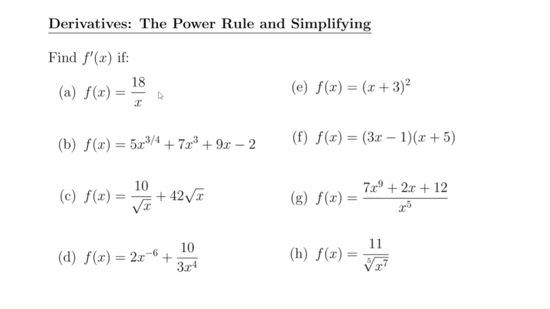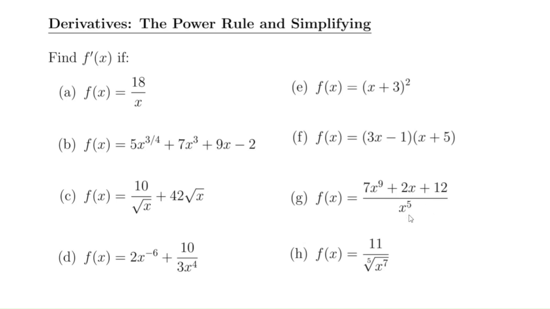Now, remember, the derivative of a quotient is not equal to the quotient of the derivatives. So in other words, we can't get the answer here for what f prime of x is by just taking the derivative of the top divided by the derivative of the bottom. That doesn't work. So it's not just going to be 0 over 1. That's not going to be the answer. Same thing in part G. You can't just take the derivative of the top and divide it by the derivative of the bottom. You can't do that.